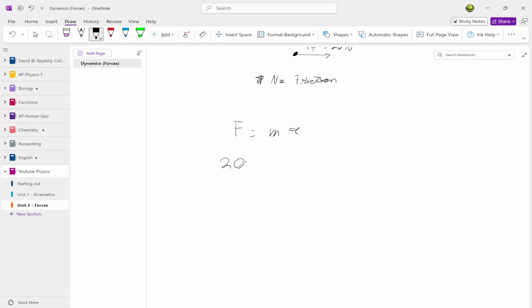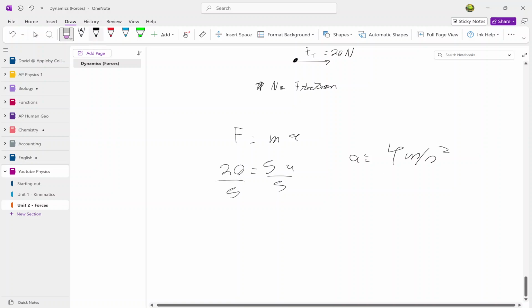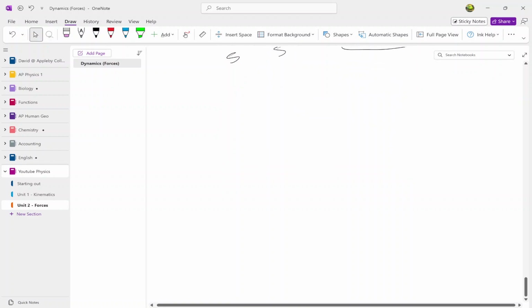So the force is 20 newtons, the mass is 5 kilograms, divided by 5. Acceleration of 4 meters per second squared. And that would be the acceleration to the right, which is positive, but you can also draw a little vector. And last question for today.